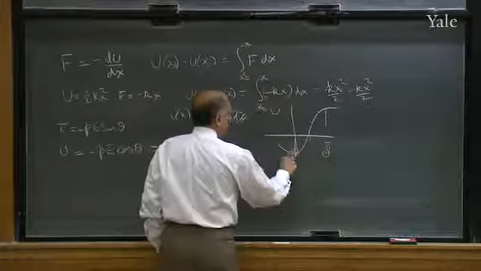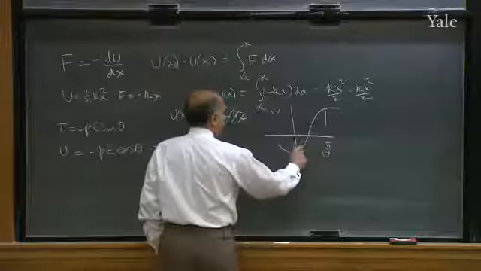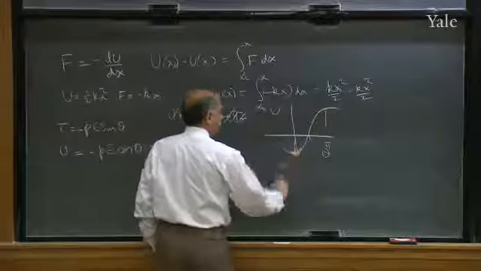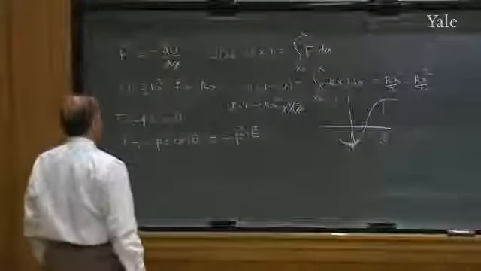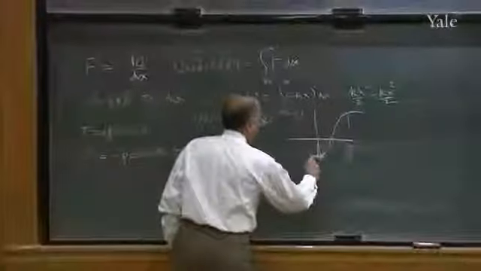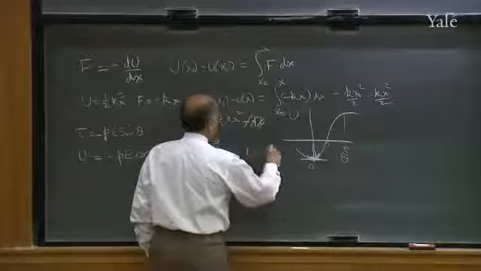That means it likes to sit here, and if you deviate a little bit and let it go, it'll rattle back and forth, just like a mass-spring system. In fact, you can very easily show near the bottom of the well, the potential energy is proportional to theta squared.